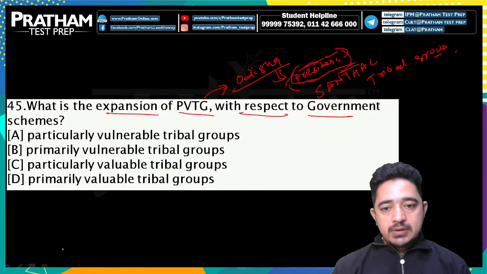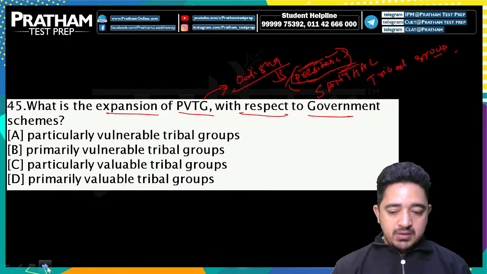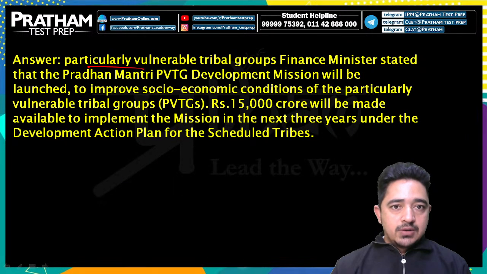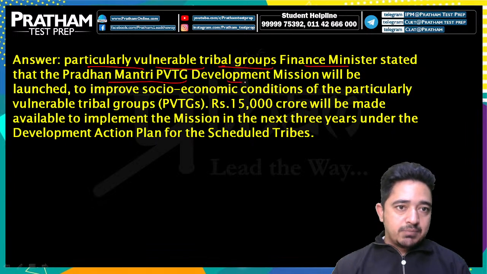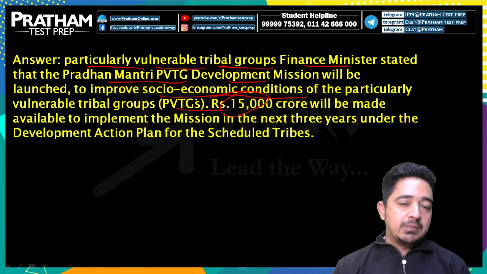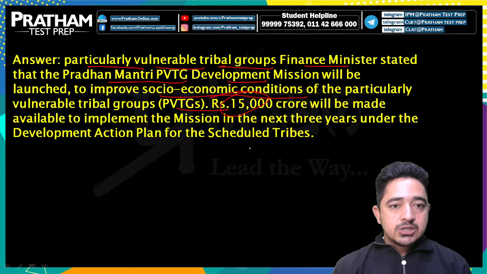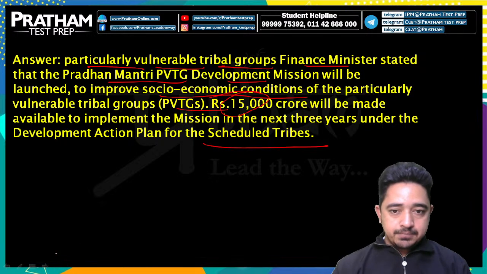So that is called PVTG, which means particularly vulnerable tribal groups. So the answer will be here. Finance Minister stated that Pradhan Mantri PVTG development mission will be launched to improve the socio-economic condition of the PVTGs, and 15,000 crore will be made available to implement the mission in the next 3 years under the Development Action Plan for the Scheduled Tribe, which is called ST.